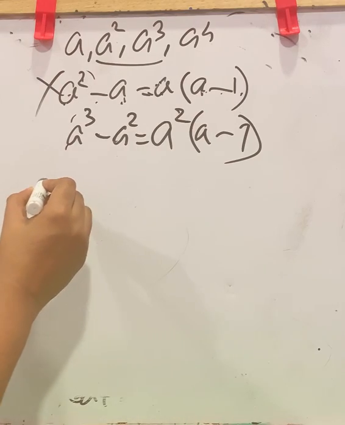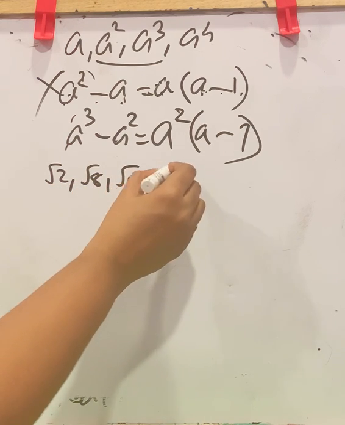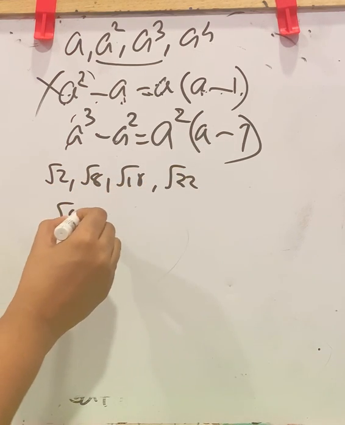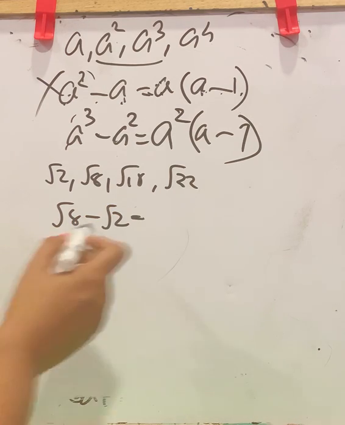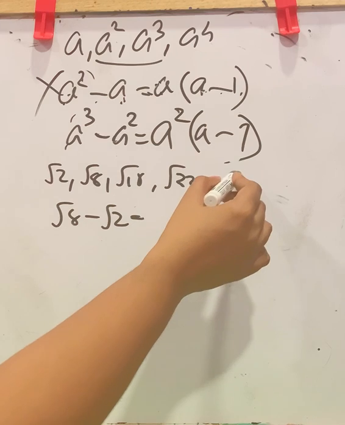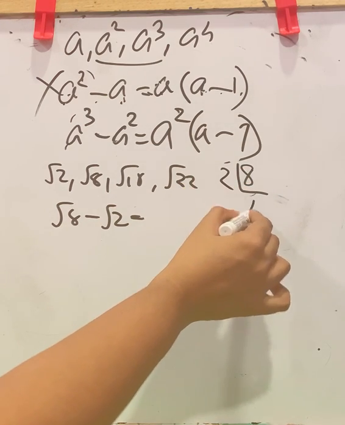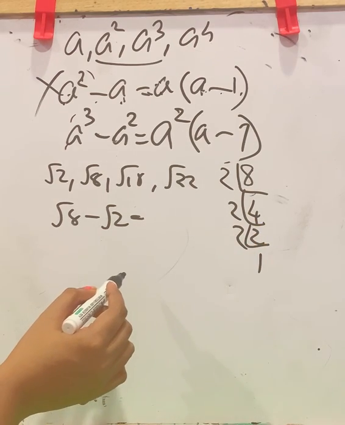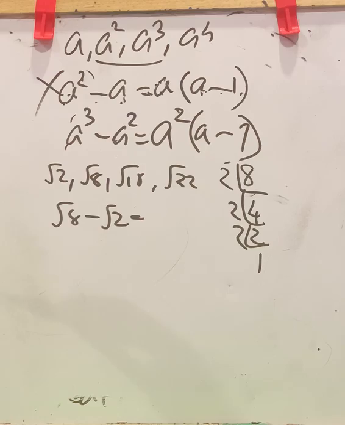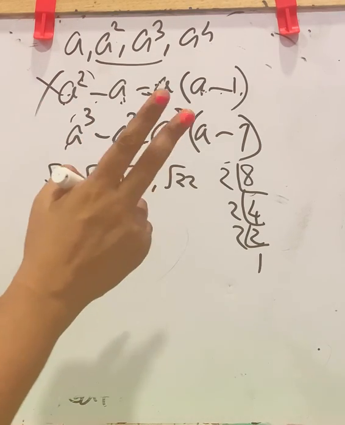Next question: root 2, root 8, root 18, root 32. Root 8 minus root 2. How will you find the value of root 8? We want to find the square root of 8. Try and factorize it: 2 4s are 8, 2 2s are 4, again 2 1s are 2. Factorize it with the prime numbers. Now, if you are finding a square root, you want to pair 2.